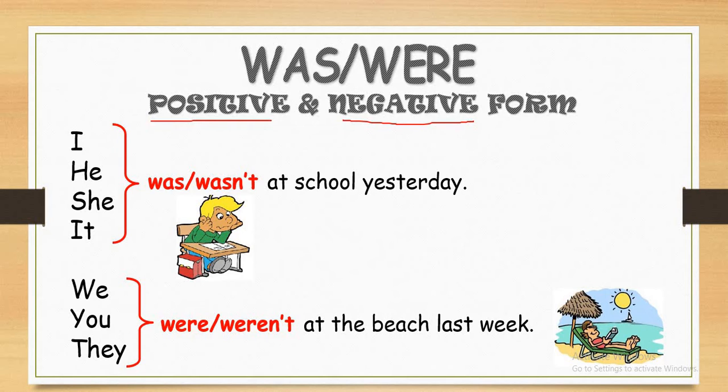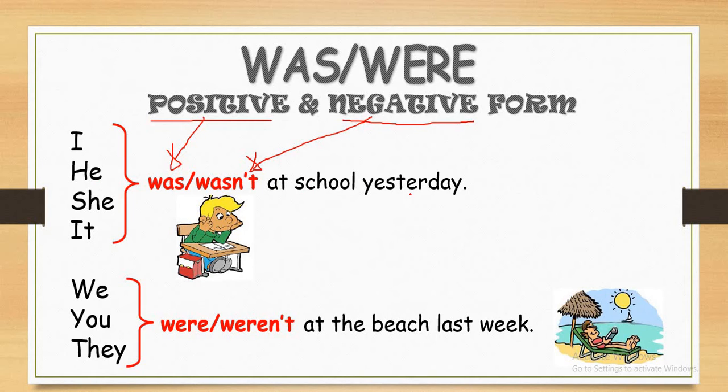Alright, let's look at this. I was at school yesterday. This is the positive form of was. I was at school yesterday. I wasn't at school yesterday. This is the negative form of was, okay? I was at school yesterday. I wasn't at school yesterday.